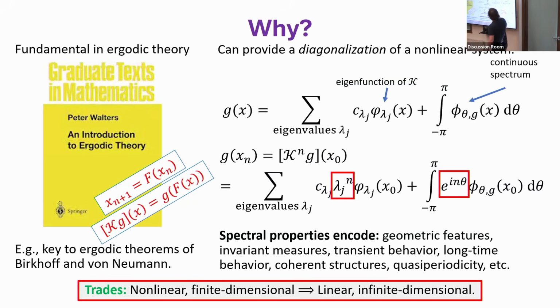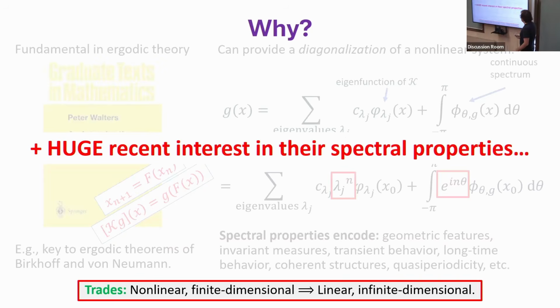And then you can evolve it, right? So you can get this power of the eigenvalue and then this sort of Fourier type behavior over the continuous part. So the point is that you can get things like prediction. Okay, and as we've been seeing, the spectral properties also encode geometric features and a whole bunch of other stuff. Okay, and there's a huge amount of interest in computing their spectral properties.